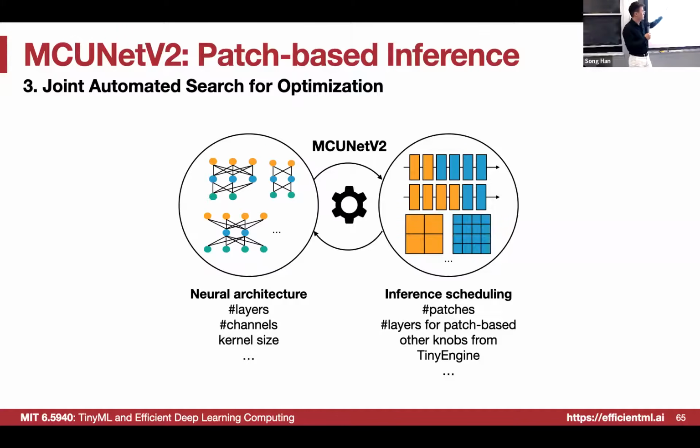So by putting them together, we have this MCUNet v2 combining neural architecture search with inference scheduling using this patch-based inference. And here we have several design knobs to search, including the number of layers, number of channels, and the kernel size for the neural architecture search part. And for the inference scheduling part, we have to search the number of patches and the number of layers for patch-based inference. Usually the first couple of layers, but how many, we have to search that, and other knobs from TinyEngine, which we are going to talk about in the next lecture.